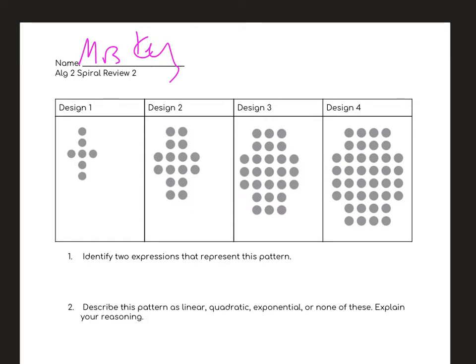So I can see there's one big column, there are two big columns, there are three big columns, and there are four big columns. So there are n big columns. And this column is 1, 2, 3, 4, 5. 1, 2, 3, 4, 5, 6. 1, 2, 3, 4, 5, 6, 7. And then I'm going to guess that's 8. So that's just n big columns that are n plus 4 big, or n plus 4 long.